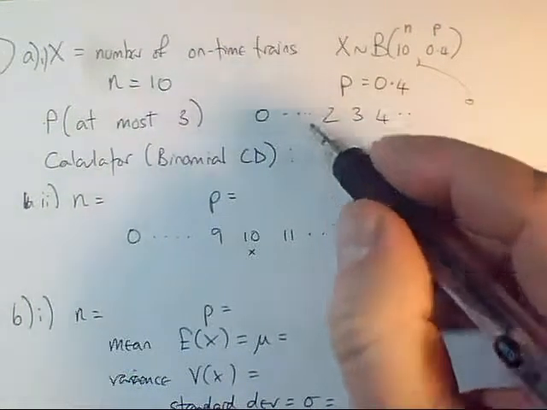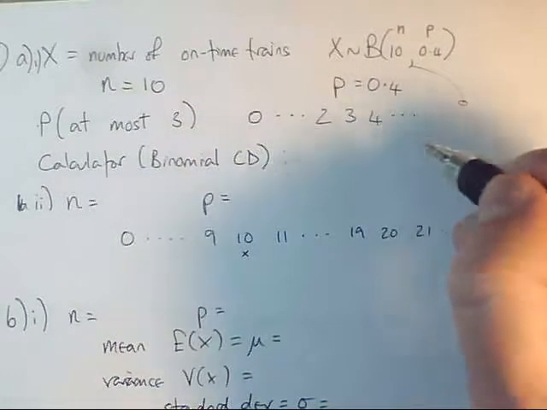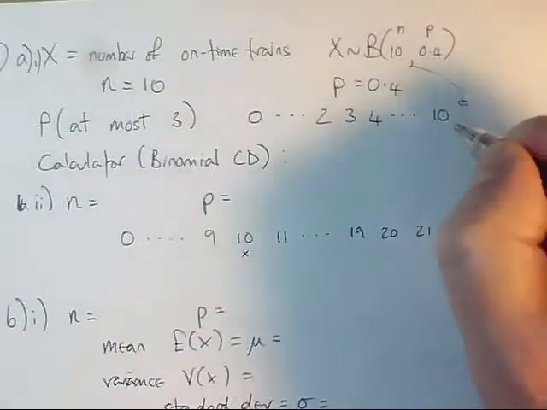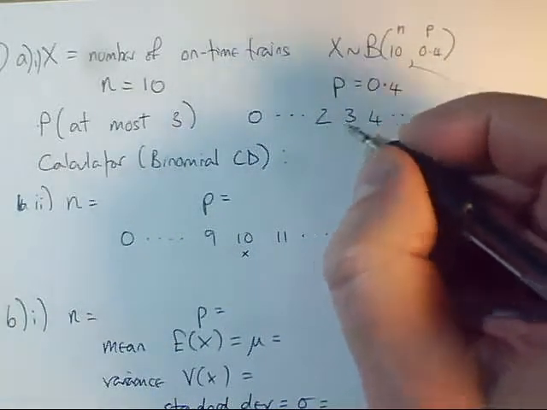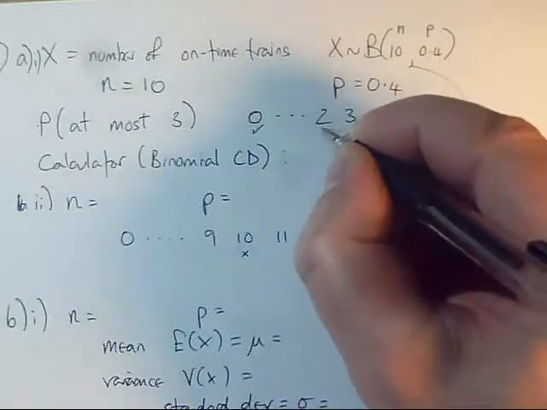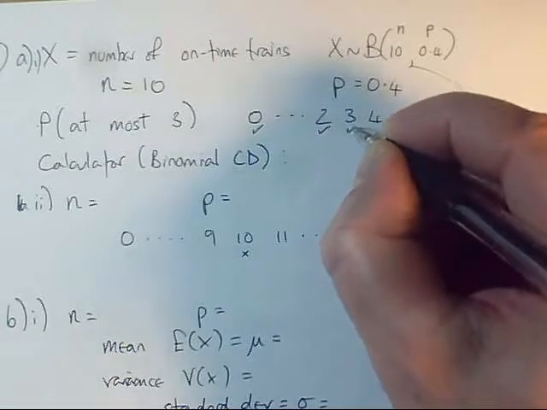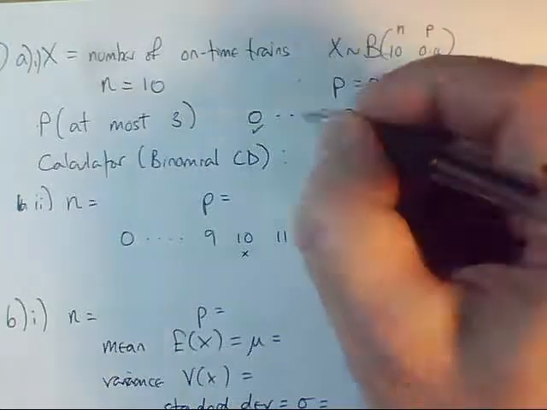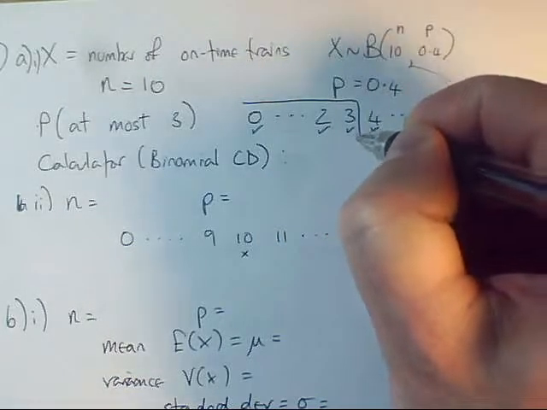Okay. I want the probability that it is at most 3 days. So the days range from 0 to 10. At most 3 days. Well, that's 0 okay, 1 okay, 2 okay, 3 okay, at most 3 doesn't allow 4. So the probabilities I want are those.